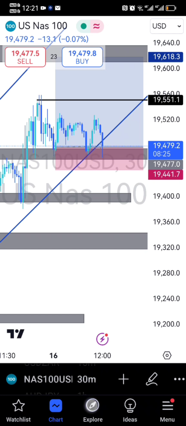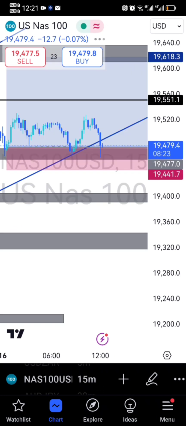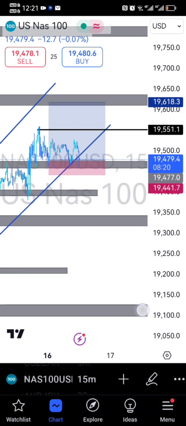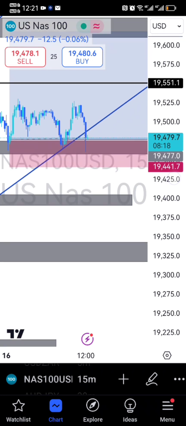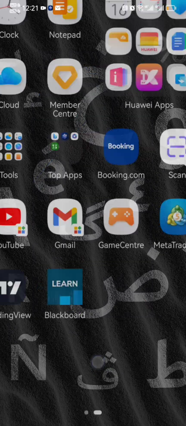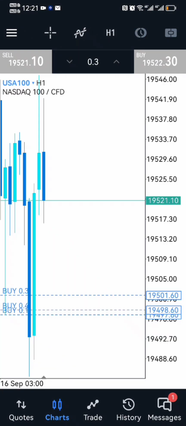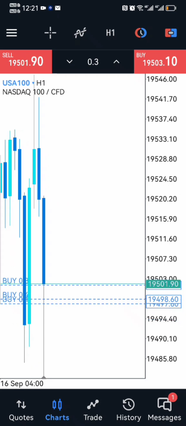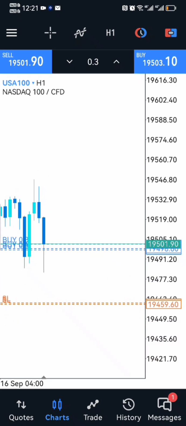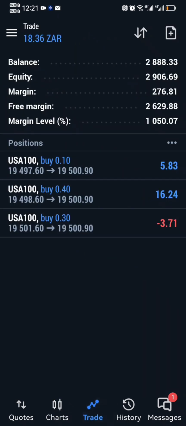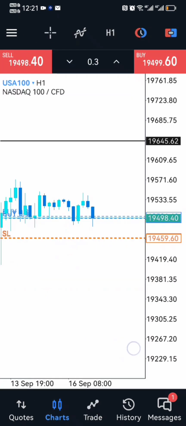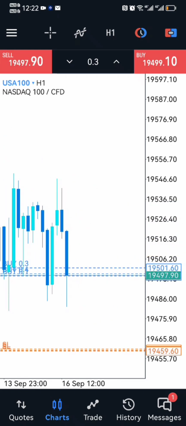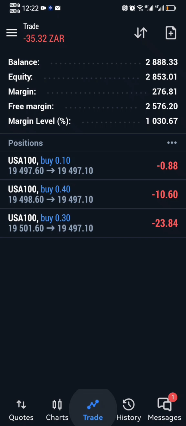So I'm gonna go check 15 minutes. Right, so we just had a rejection, as you guys can see, and I'm just gonna go over to TradingView. Let me see where we're trading. Okay, yeah, another rejection there, and this is how things are looking at the moment. And I'm just gonna go and add one last position.